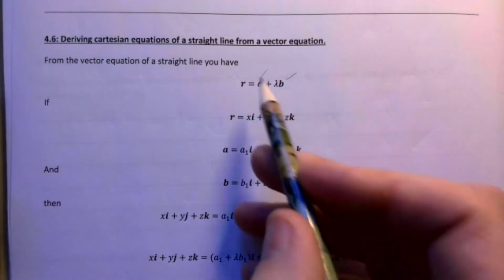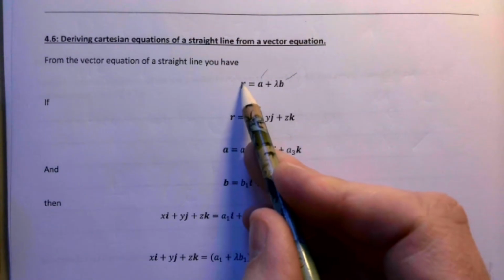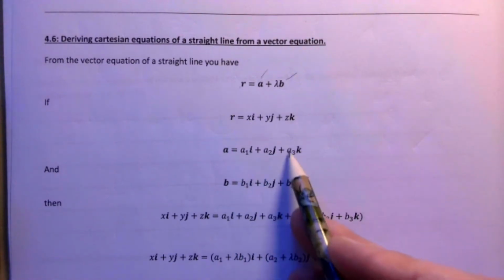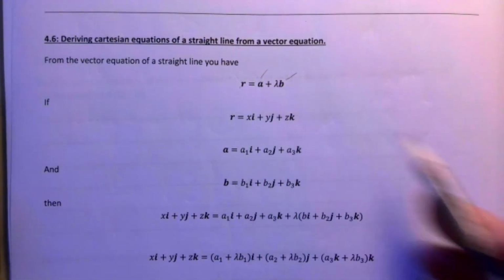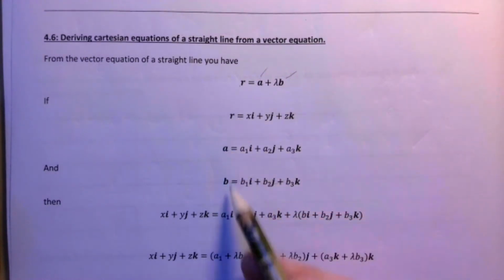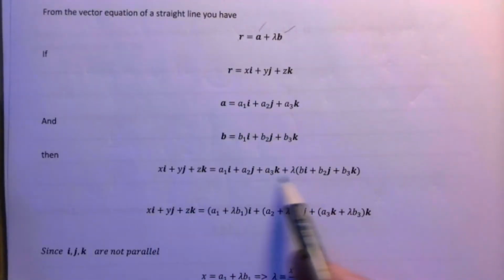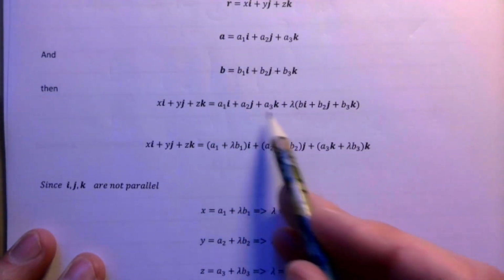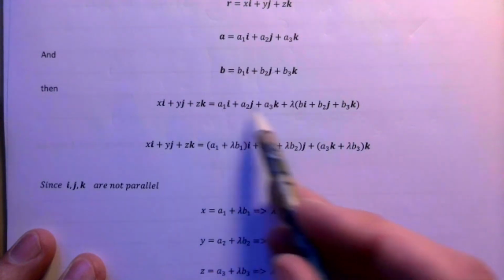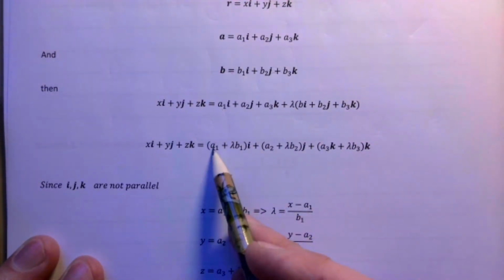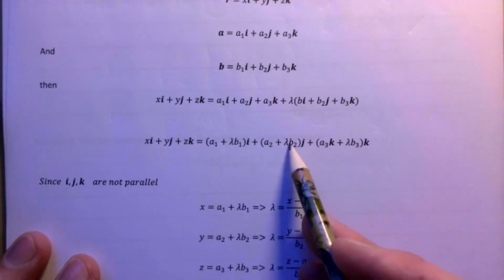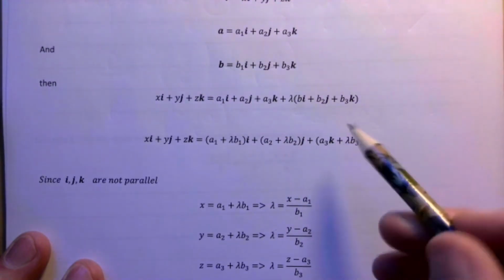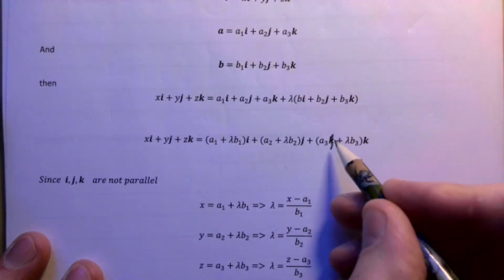The r bit is what's generated, so it generates different coordinates, xi plus yj plus zk, and the a bit is the point on the line, the b bit is the direction the line's going. So if we fill in r, a and b into this, we end up with this line here. If we bring together the i bits, it's going to be a1 plus lambda b1 i, a2 plus lambda b2 j, a3 plus lambda b3 k.